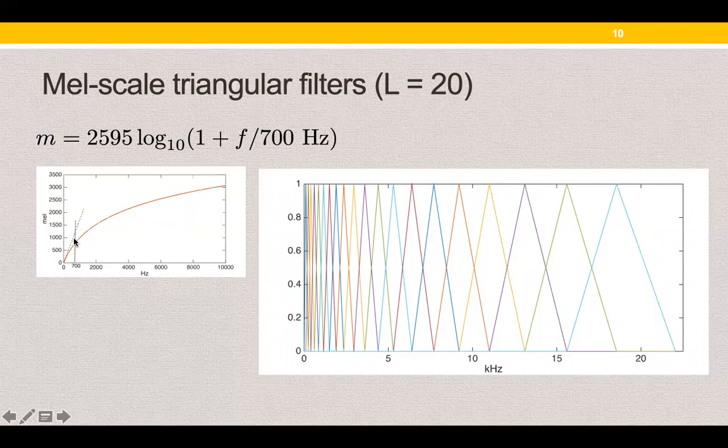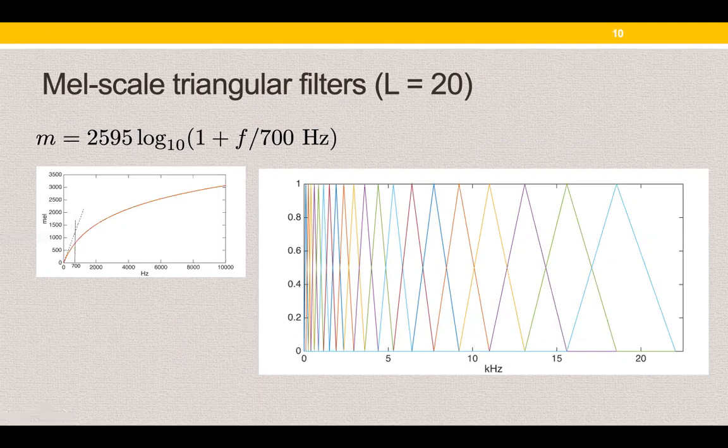Remember Mel is a kind of frequency compression, right? So at higher frequency, 1 Mel corresponds to a wider range in Hertz. That's the idea, from narrower to wider. And you can use this formula to figure out exactly where the boundaries are. Okay, any question here? Mel scale triangular filters.